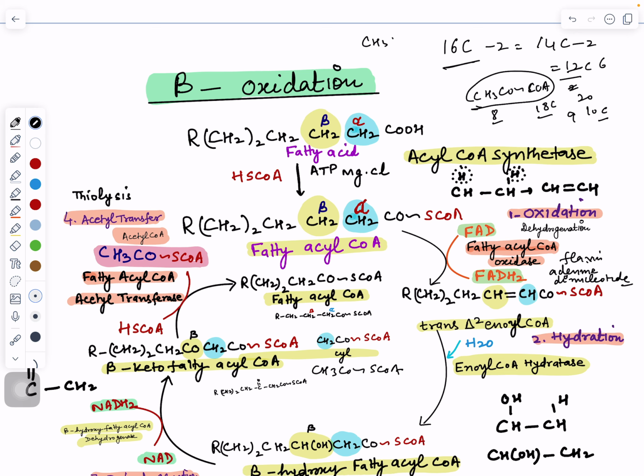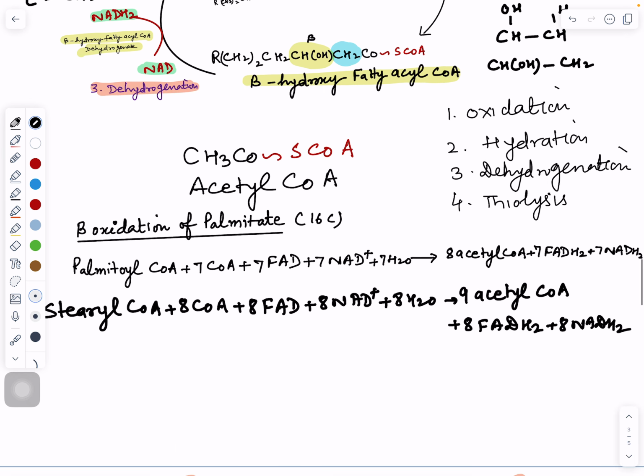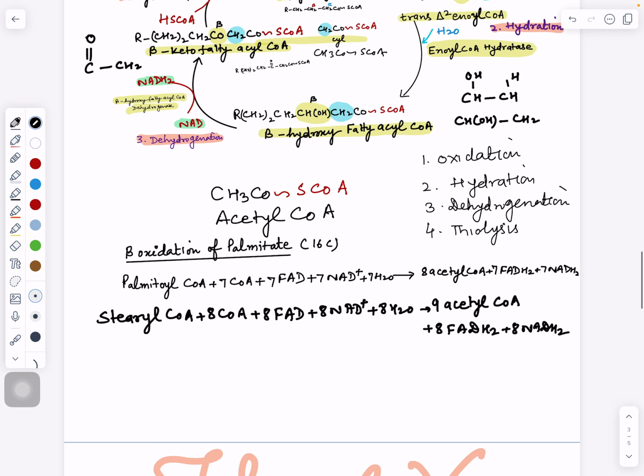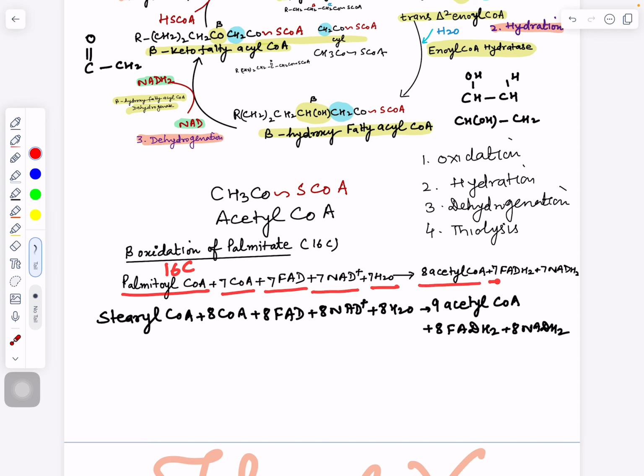Now coenzyme A can be removed, this can be acetyl. Now this can enter into the Krebs cycle or any other metabolic processes. So overall reaction will be, now we can discuss here. This is palmitoyl coenzyme A, this is 16 carbon in length. We need 7 coenzyme A, 7 flavin adenine dinucleotide, 7 NAD molecules, nicotinamide adenine dinucleotide, 7 molecules of water, and we'll get 8 acetyl coenzyme A, 7 FADH2 and 7 NADH2.